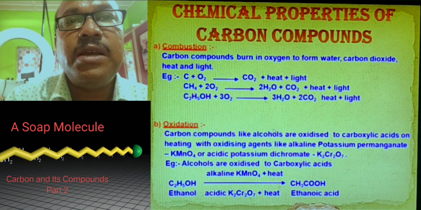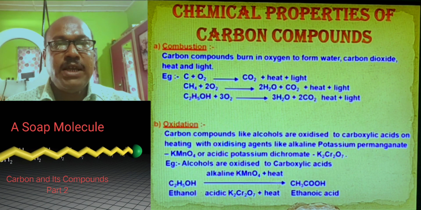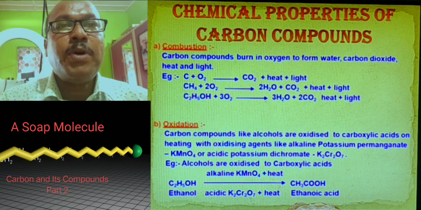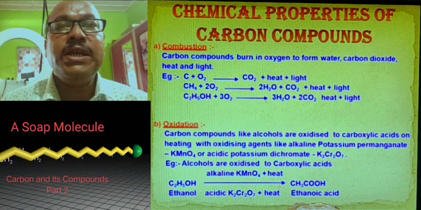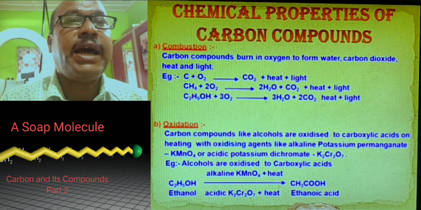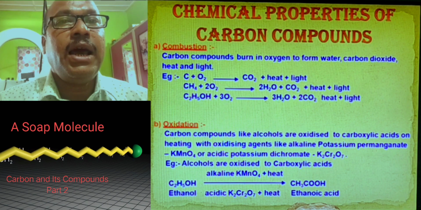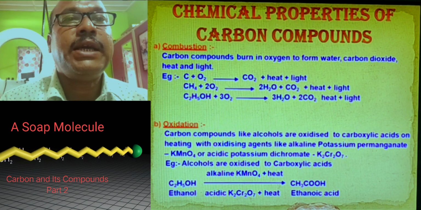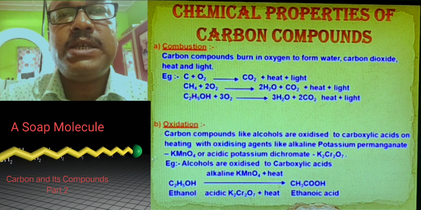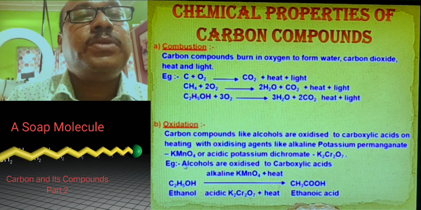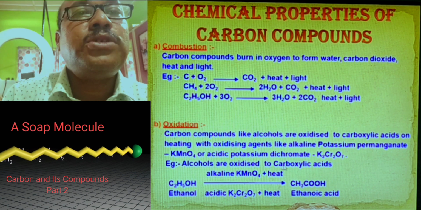Coming to oxidation. So what is oxidation? It is also a chemical reaction in which oxygen is added. So carbon compounds like alcohols are oxidized to carboxylic acids on heating with some oxidizing agents like alkaline potassium permanganate, that is KMnO4, or acidic potassium dichromate, K2Cr2O7. So let us see an example, you can see my cursor. The example is given here, alcohols are oxidized to carboxylic acids.